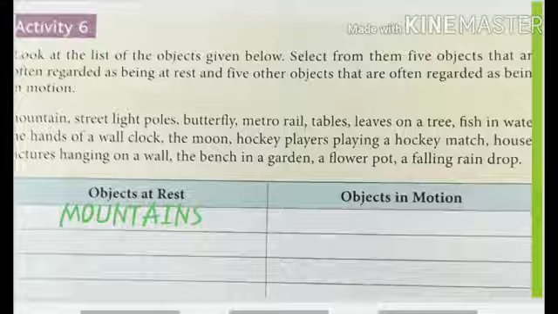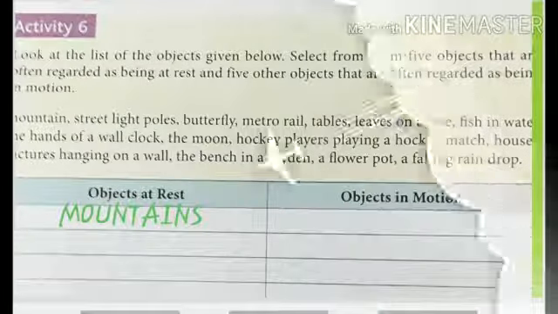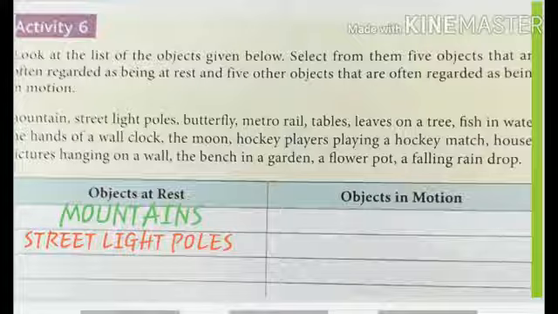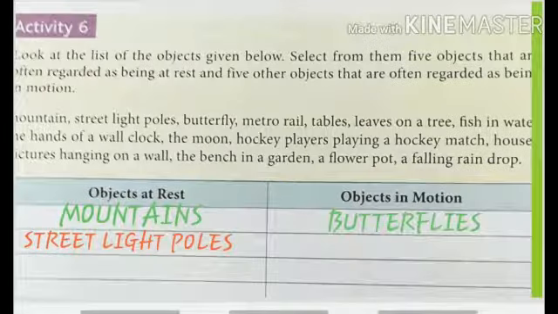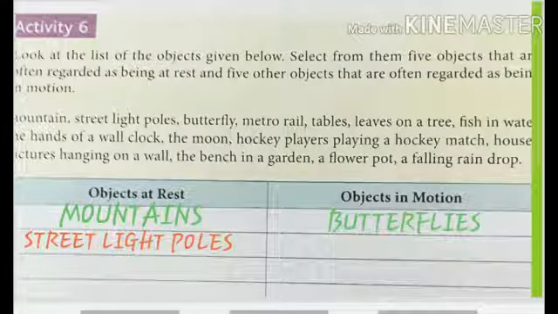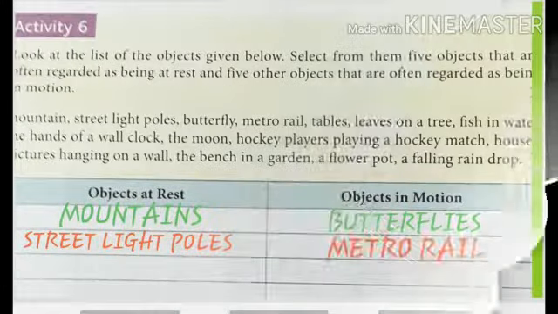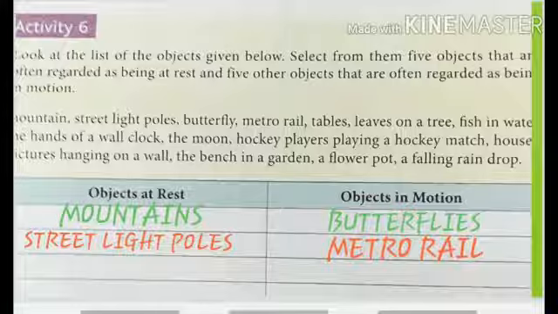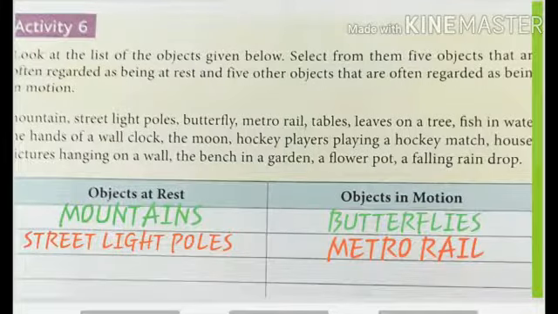Mountains are at rest. Why? Because they never change their position with respect to their immediate surrounding. जहाँ हैं वहीं रहते हैं. Street light poles are also at the state of rest. Now, butterflies. We can put butterflies in the motion category because they used to change their position with respect to their immediate surrounding. Likewise, metro rail also used to change its position with respect to its immediate surrounding.